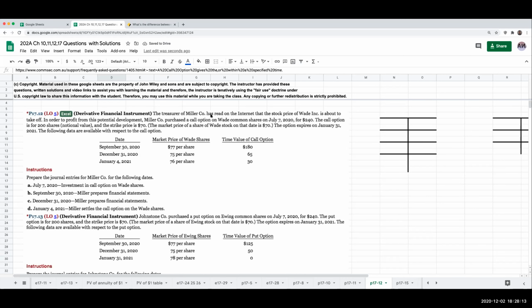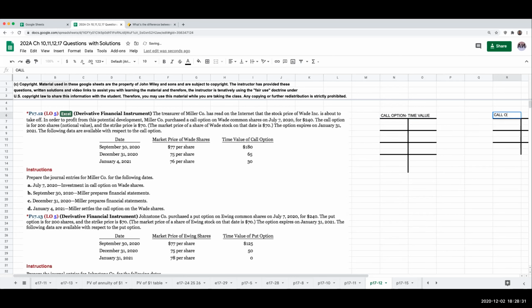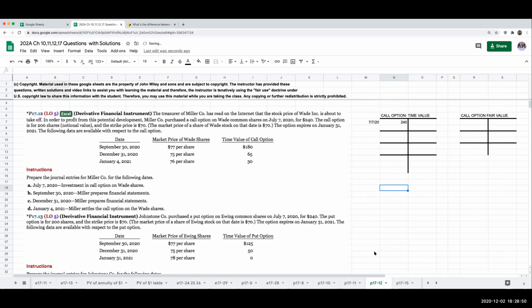The treasurer of Miller Company has read on the internet the stock price of Wade is about to take off. In order to profit from this development, Miller purchased a call option on Wade for $240. So we're going to have call option time value and call option fair value. When we buy the option on July 7th for $240, I am debiting call option time value, and I would be crediting cash.